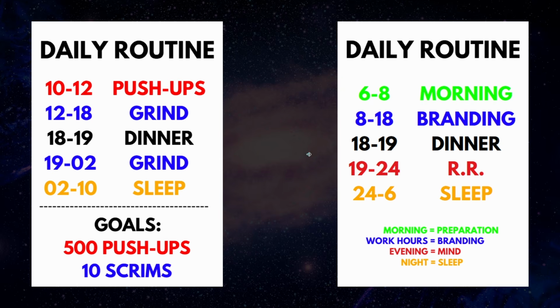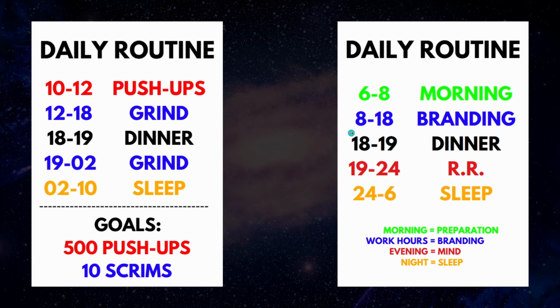And at this point, I want you to do the exact same thing. So get a piece of paper, it doesn't matter if it's online or just an actual piece of paper. Just get a piece of paper in front of you and write down on top daily routine. And then under there you have certain time blocks. So we have the time to the left and then the activity to the right. And then you could maybe also write down your goals. So let's say 500 push-ups and 10 scrims. Those were my daily goals.